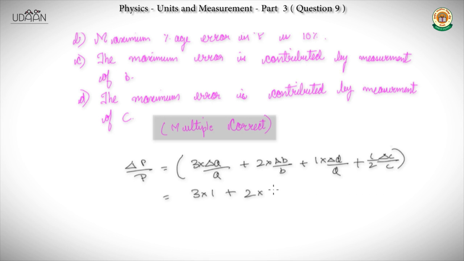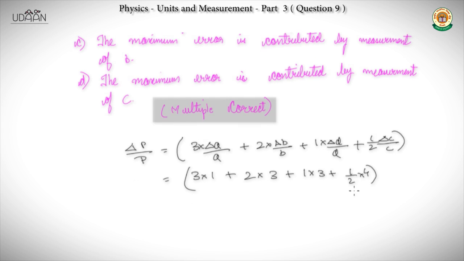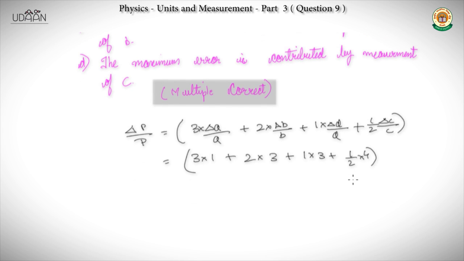Delta B by B is 3%, and delta D by D is also 3%, while delta C by C is 4%. The only mistake you could make here is that in the values, 4 is written before 3. So instead of writing delta D as 3, you might write it as 4. That is a mistake you can make in a hurry, so take care to replace the values properly. So 3 plus 6 plus 3 plus 2 sums up to 14%. All of these were in percentages, so this will also be in percentage.